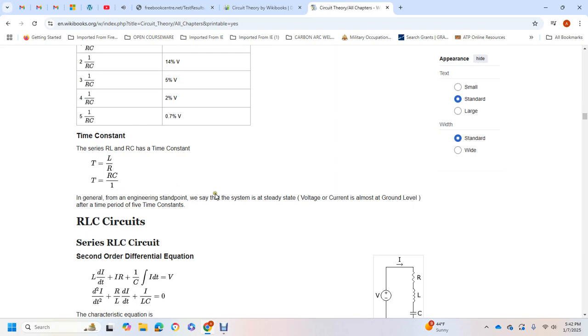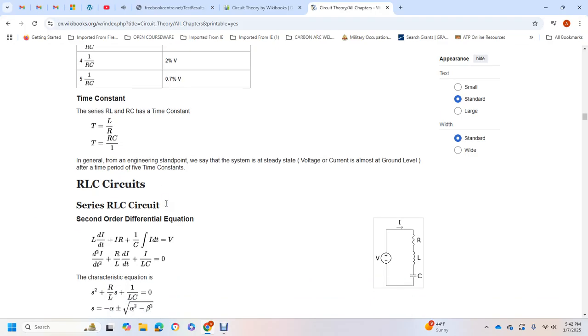In general, from an energy standpoint, the system reaches steady state, where the voltage and current are at their final values, after a time period of 5 time constants.